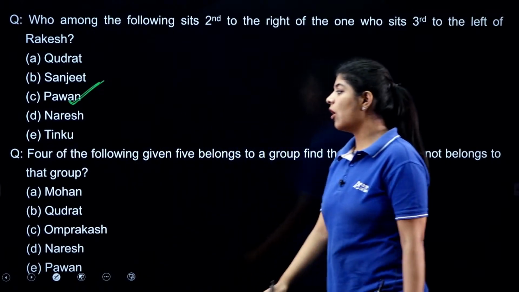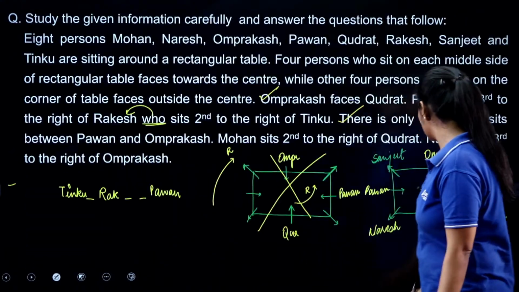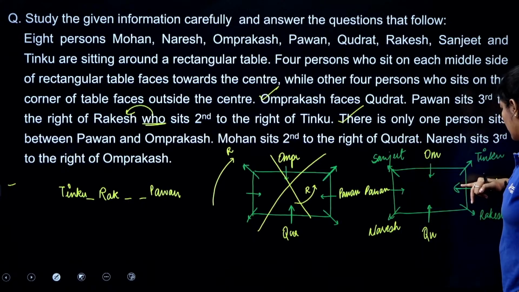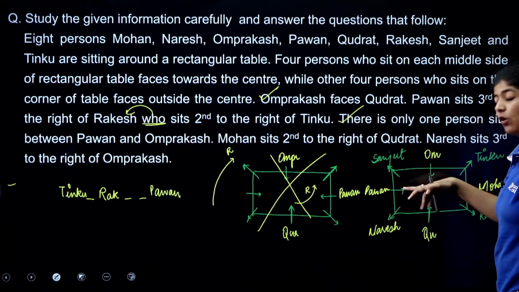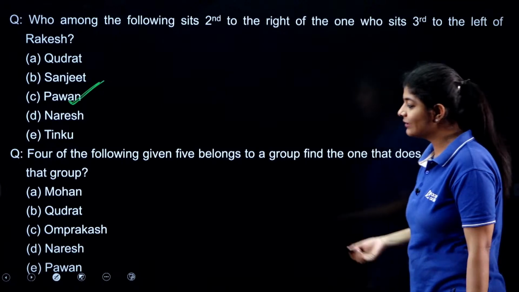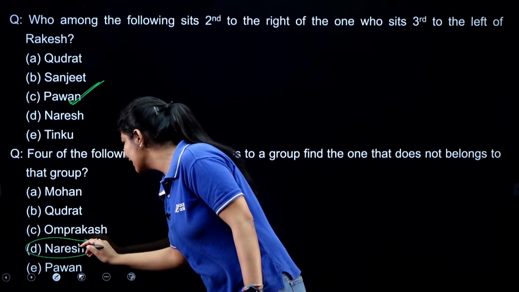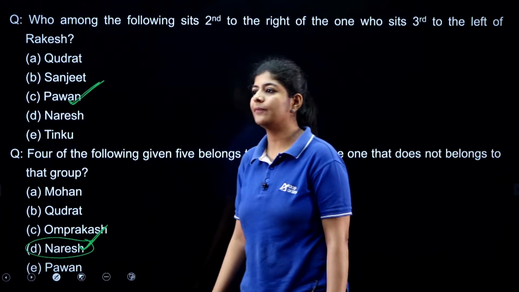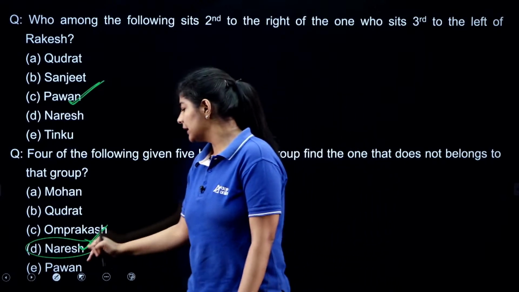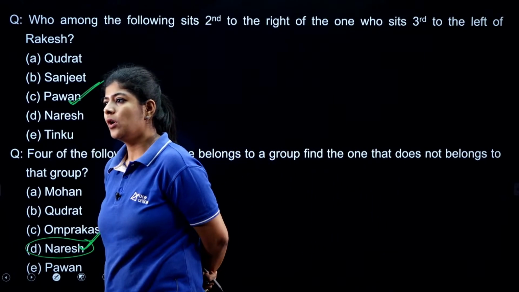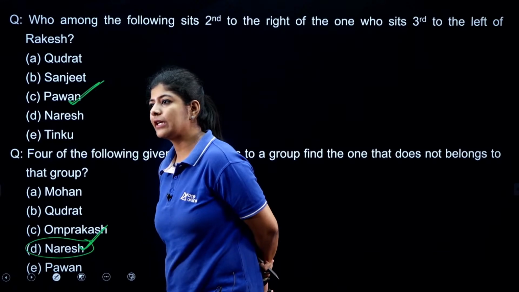We need to find out the odd one out. Mohan, Kudrat, Om Prakash, Pawan. All of them are facing towards the center. So we are only left with Naresh, and Naresh is facing outwards from the center. So option number D is the correct one.